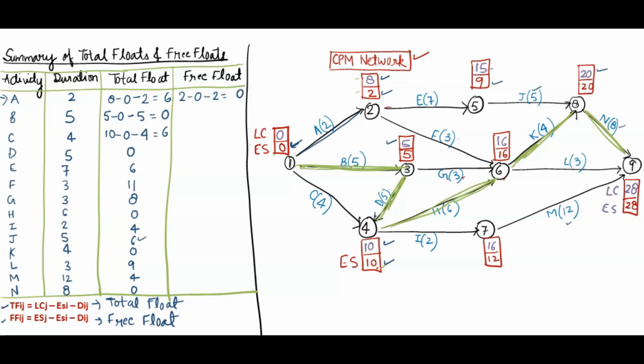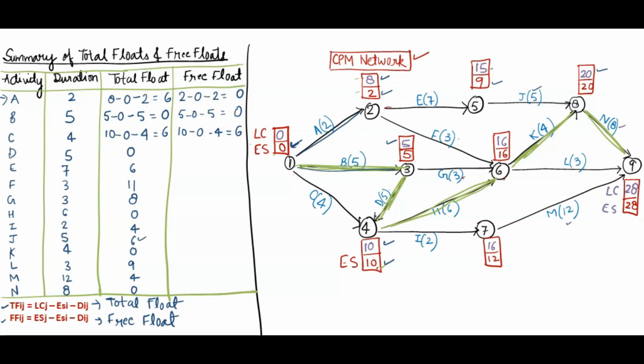For B activity, if you check, here we have ES 5, ES 0, 5 minus 0 and duration is 5, so minus 5. So we will get here 0 again. Okay. For C activity, it is coming from 1 to 4. 4 is the ending node, 1 is the starting node. So 4 ES 10, 1 ES 0. 10 minus 0 and duration here is 4. So we will get here 6.